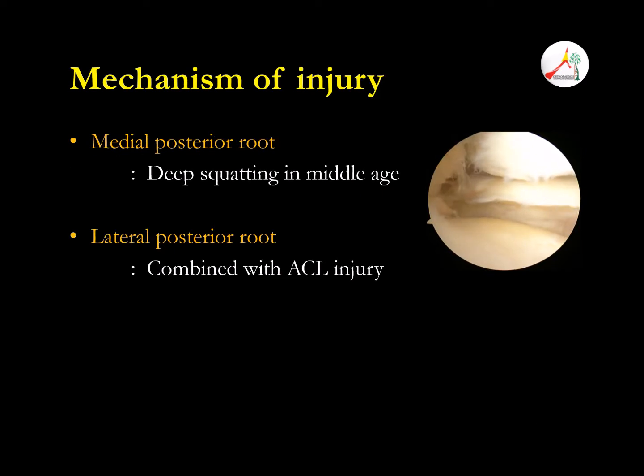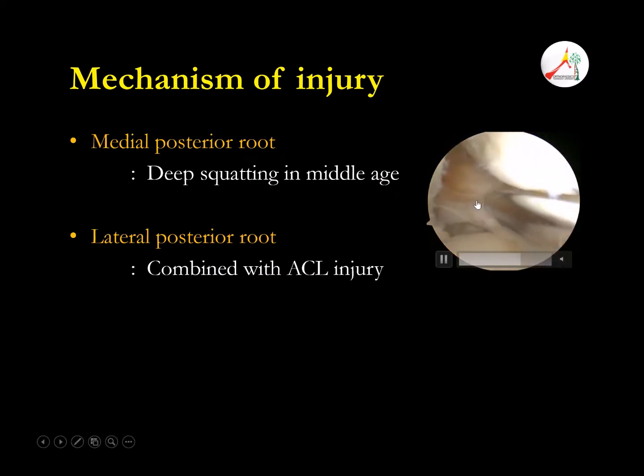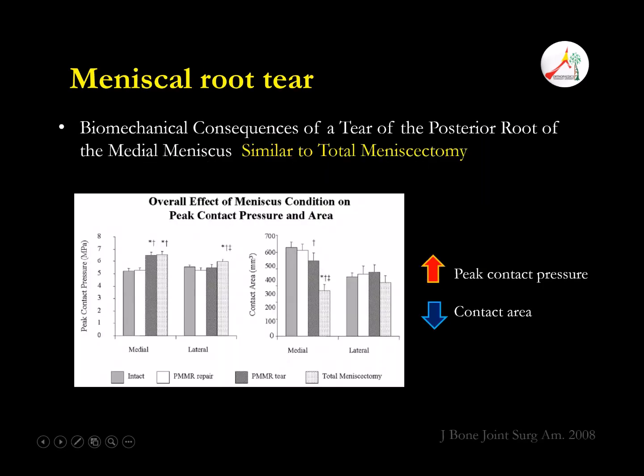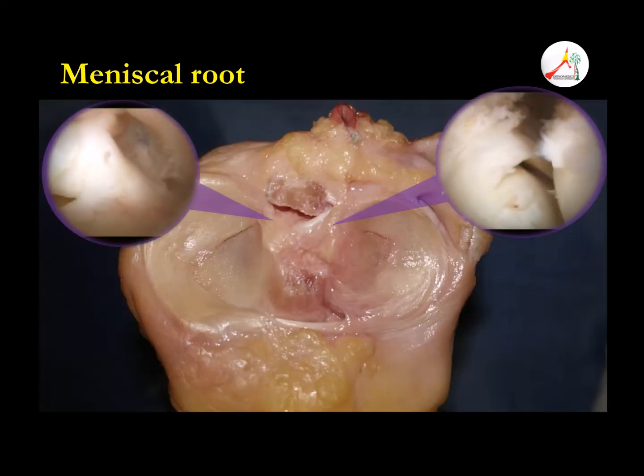Okay, so this is the medial and lateral root injury. So you see that there's a gap. The medial root has a gap, but the lateral root has no gap. I will tell you why. Okay, if the root is torn, it is like you have a total meniscectomy: the peak contact pressure and contact area are the same as total meniscectomy.